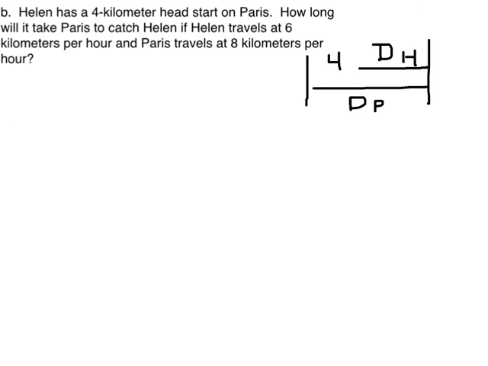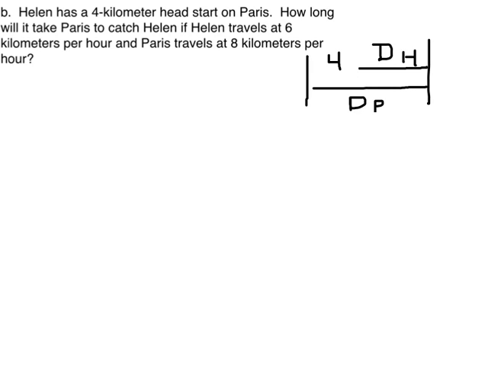Alright, this one says that Helen has a 4-kilometer head start on Paris. How long, which is time, will it take Paris to catch Helen if Helen travels at 6 kilometers per hour and Paris travels at 8 kilometers per hour? Alright, so Helen here has a 4-kilometer head start on Paris. So we give her the 4, and then she's going to go the rest of the way. Paris doesn't get given anything. She's going to have to go the entire thing in her amount of time.